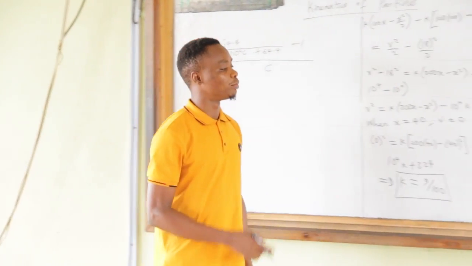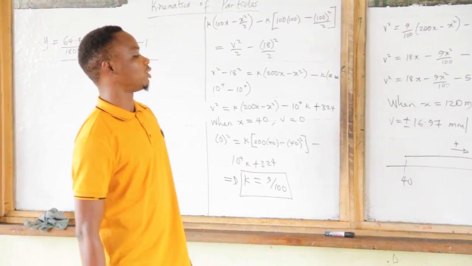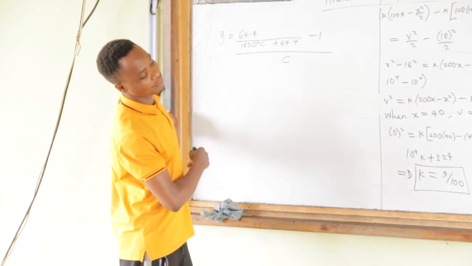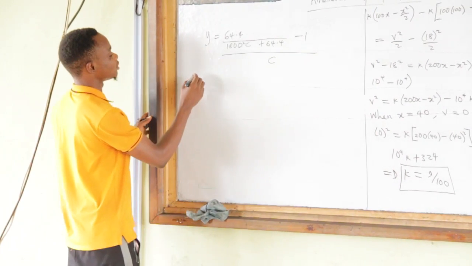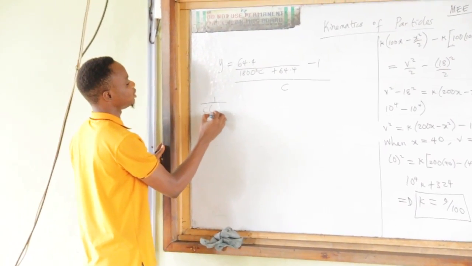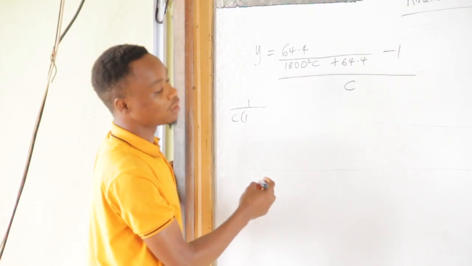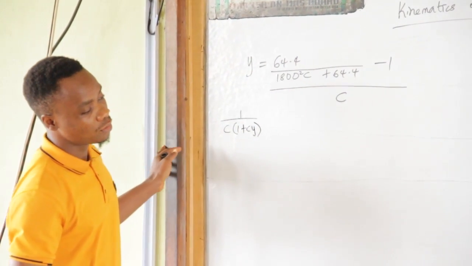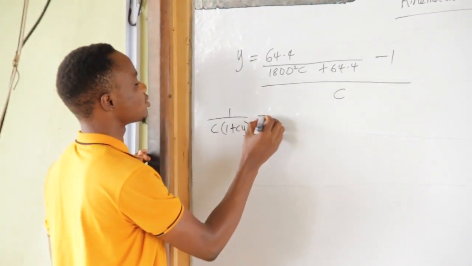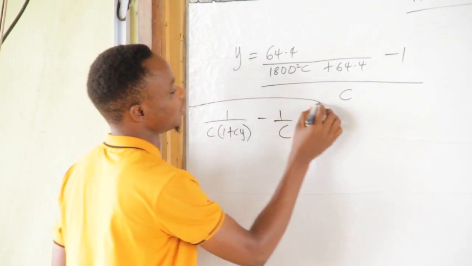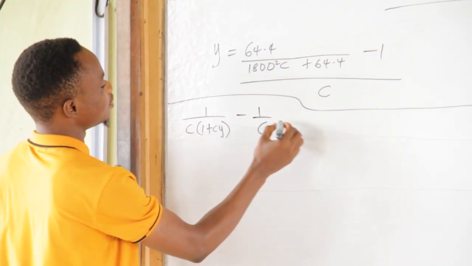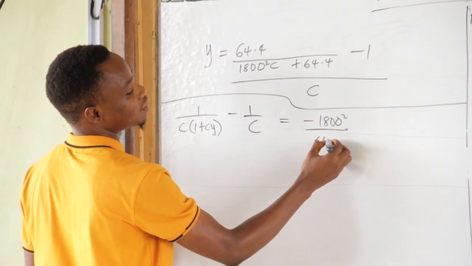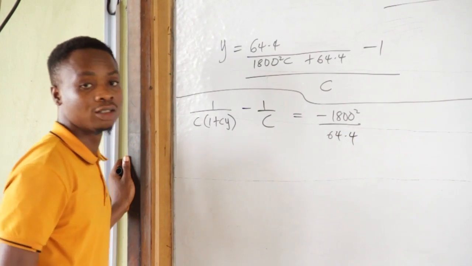Okay, no problem. So move 1,800 to the other side. Then divide by 64.4. We're going to get something like this: 1 over c into 1 plus cy. People, just look at what we are doing now. 1 over c into 1 plus cy minus 1 over c is going to be equal to minus 1800 squared over 64.4. Do you understand that?